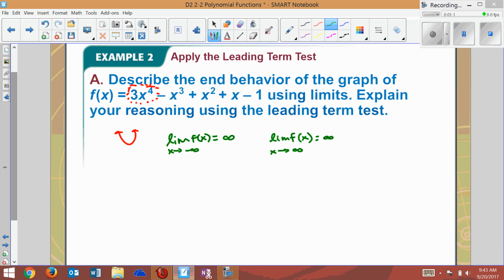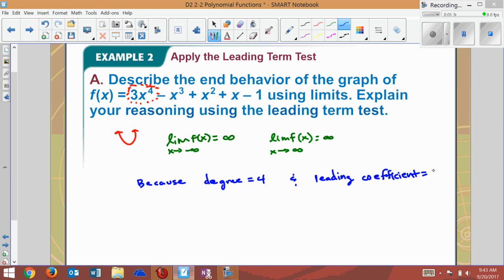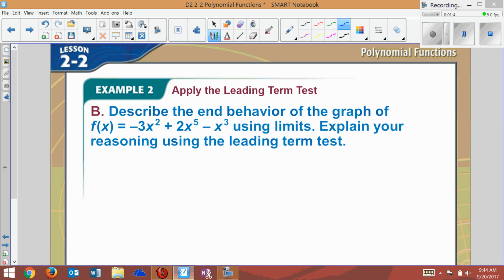We could do that because the degree is 4. Since the degree is 4, we have a parabola. And the leading term, I'll go ahead and write that out, the leading coefficient is positive. Okay, so that's how we got that. And that would be kind of the rationale. So here, we look through the equation and we see that this is the largest.